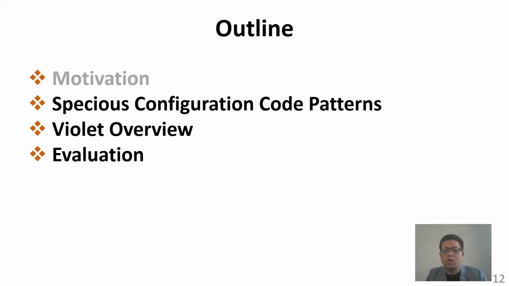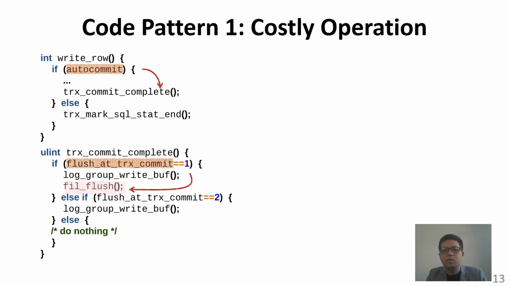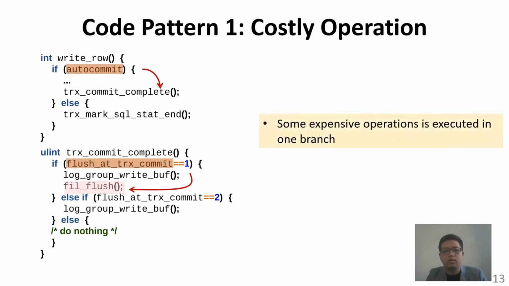Before describing our solution, we first summarize several common code patterns of how specious configuration affects performance at code level. In the first pattern, the value of the parameter causes the system to execute some costly operation. In this case, setting the autocommit parameter to true can trigger an additional fsync syscall.